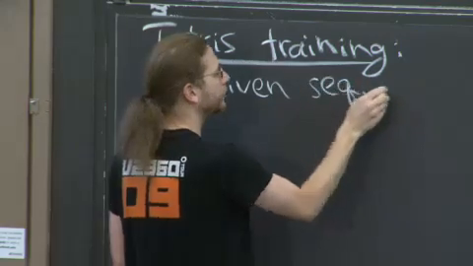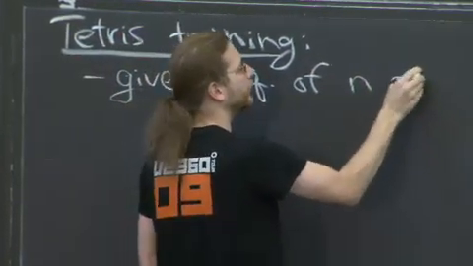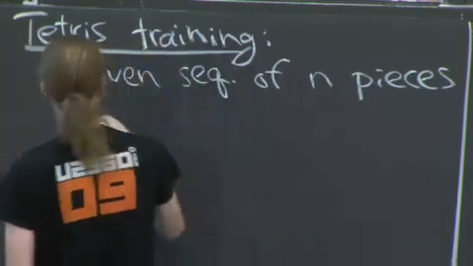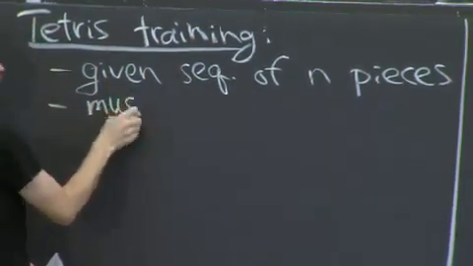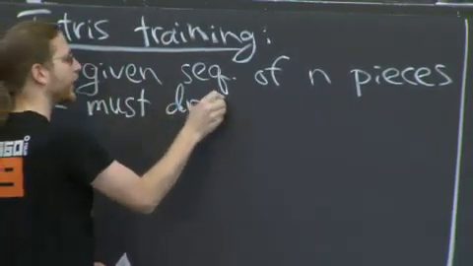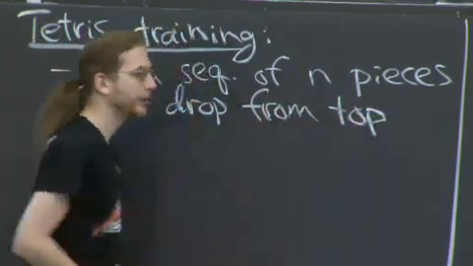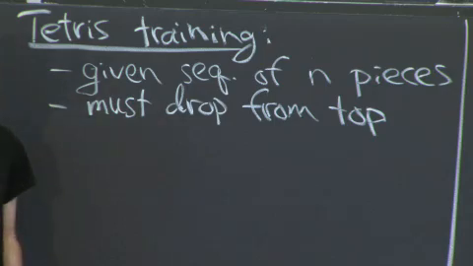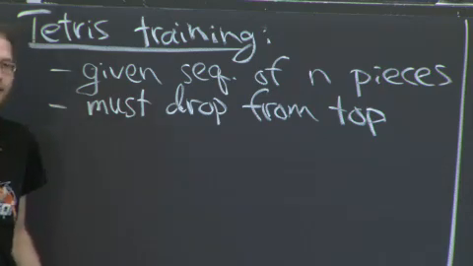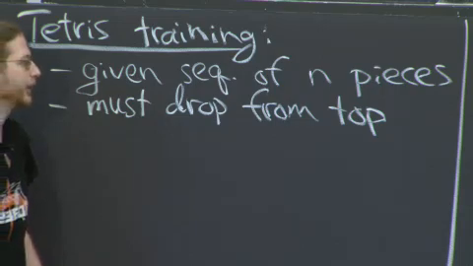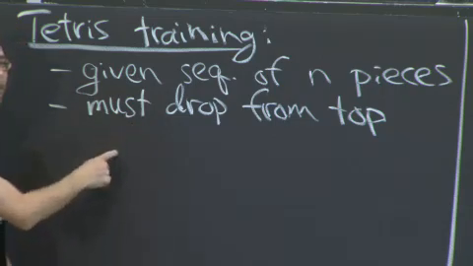We're given the sequence of n pieces that will fall. For each of them, we must drop the piece from the top. If you're a fancy Tetris player, you can let a piece fall and then rotate it at the very end to do some clever thing. I disallow that. You always have to push the drop button. So the piece starts here, it goes instantly to the ground. This will be necessary. I don't know how to solve the problem without this constraint.